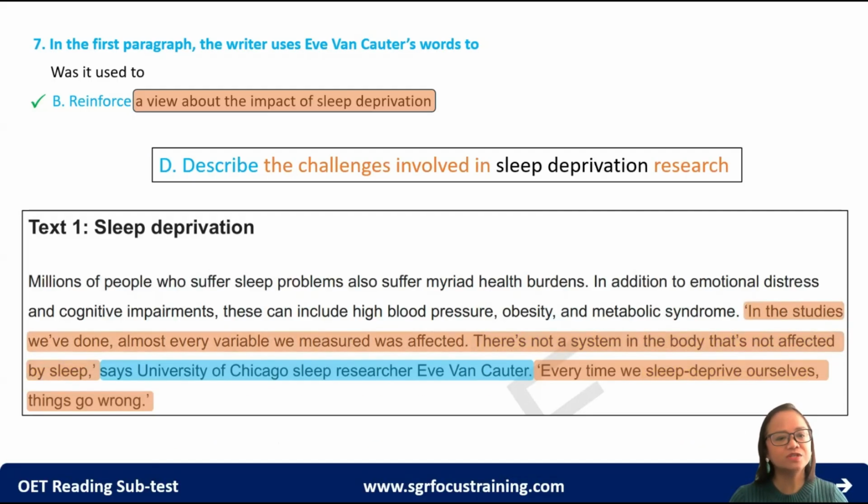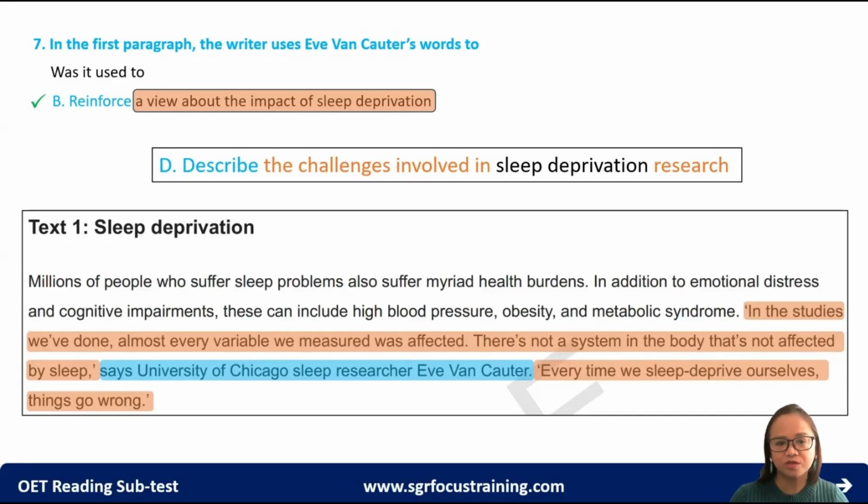Let's now move on to the last answer option and find out why it is wrong. Well, she said that answer option D is used in order to describe the challenges involved in the sleep deprivation research. Well, we did see the research. It was mentioned, the studies, that no system in the body is unaffected by sleep, etc. But there's no discussion on challenges.